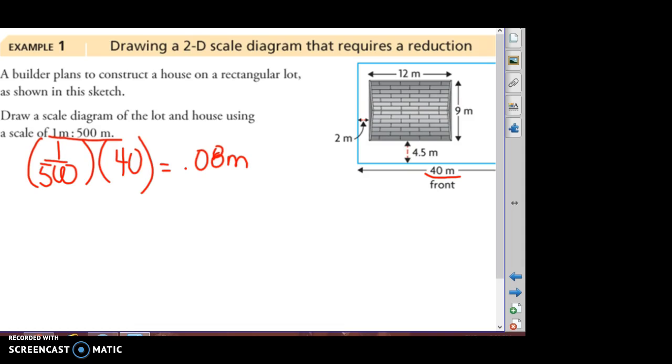One of my scales is cut off. This side length of the lot is 15 meters. So again, you want your picture to be 1/500. So 15 times 1 is 15, divided by 500, you get 0.03 meters. So you do this for each of the sides of the house.